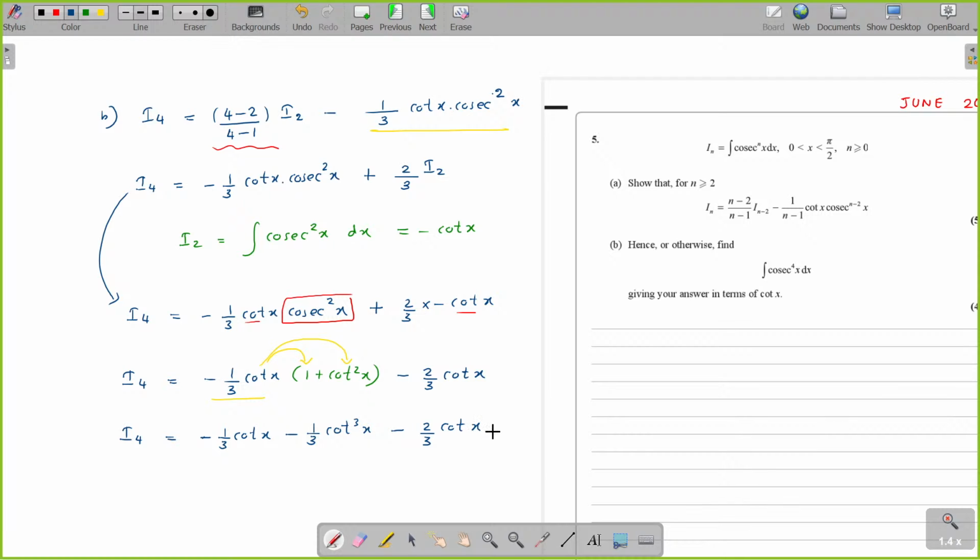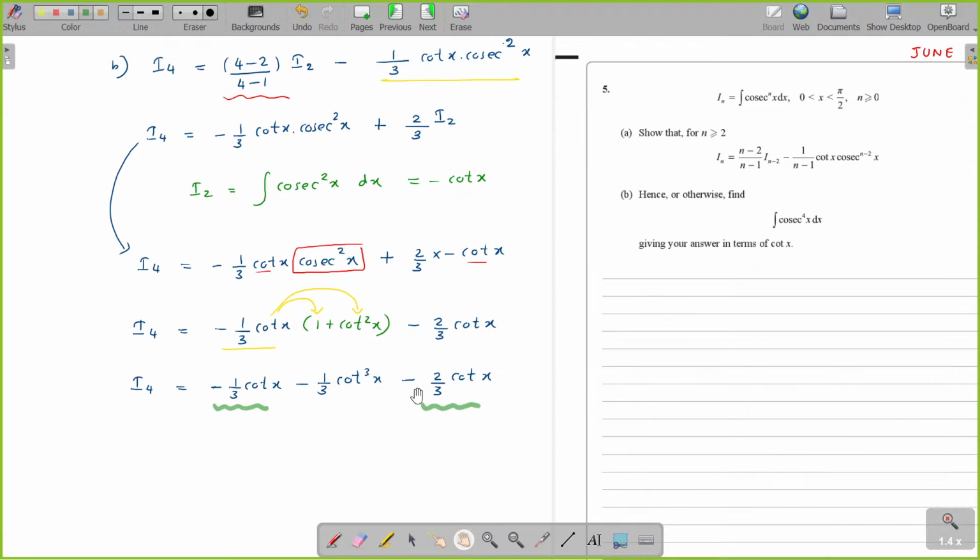Okay, are there like terms that I can simplify here? Yeah, minus 1 over 3 cot x and minus 2 over 3 cot x are like terms. When I add them together, how much is minus 1 over 3 plus minus 2 over 3? That will be minus 3 over 3, minus 1. So minus cot x, minus 1 over 3 cot cubed x. And then don't forget a plus c at the end, because there are no limits here, so you have to give the integration constant. Okay, this question is clear, right?